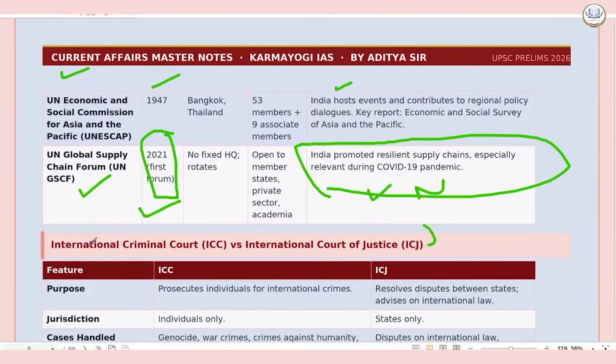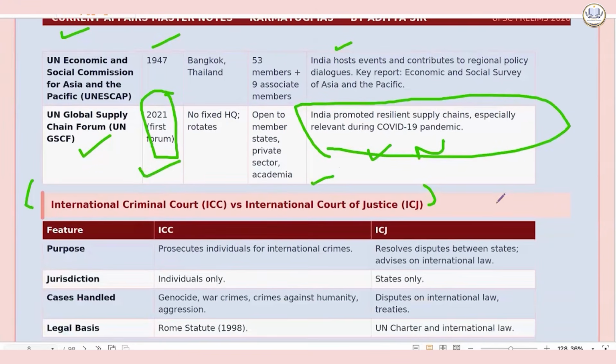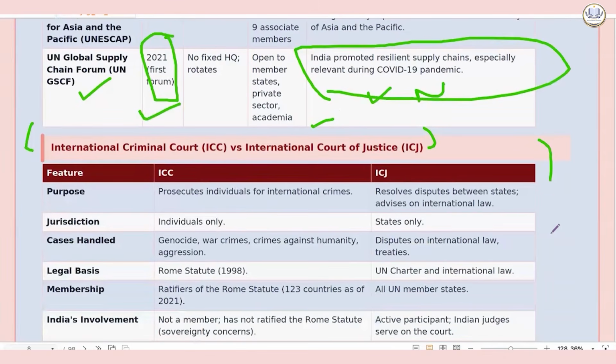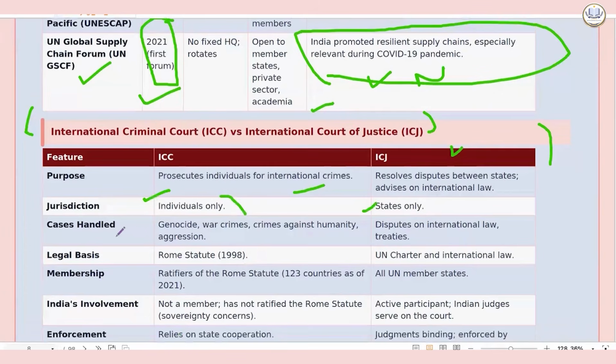Now we have to see the comparison between the International Criminal Court and the International Court of Justice because it is important for your examination. The International Criminal Court's purpose is to prosecute individuals for international crimes. However, the ICJ is to resolve disputes between states and advise on international law. The ICC's jurisdiction is for individuals only; here, for states only. The ICC will deal with genocide, war crimes, crimes against humanity, and aggression. The ICJ will deal with disputes on international law, treaties, etc. The ICC was established with the Rome Statute, and the ICJ has been established under the UN Charter and international law.